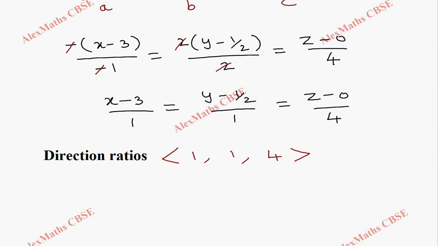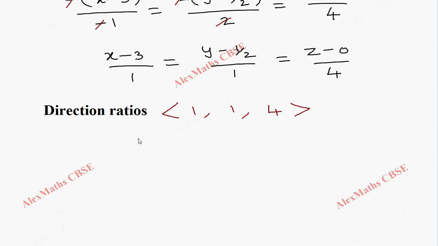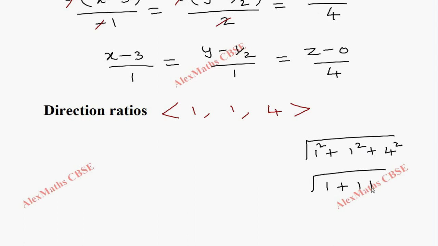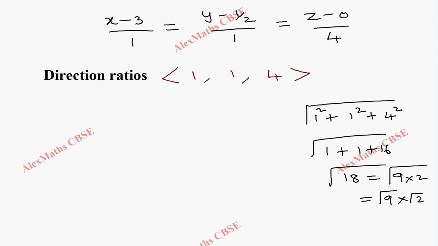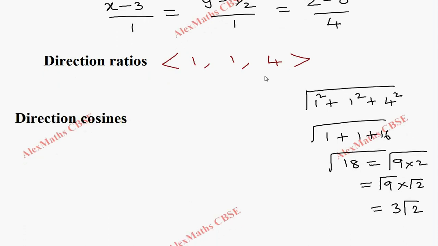Now from the direction ratios, to find the direction cosines, you have to find the magnitude of these values, that is root of 1 square plus 1 square plus 4 square. So this becomes 1 plus 1 plus 16, which is root 18, that can be written as root of 9 into 2. When we take square root for both the numbers individually, we get root 9 into root 2, and that gives 3 root 2.